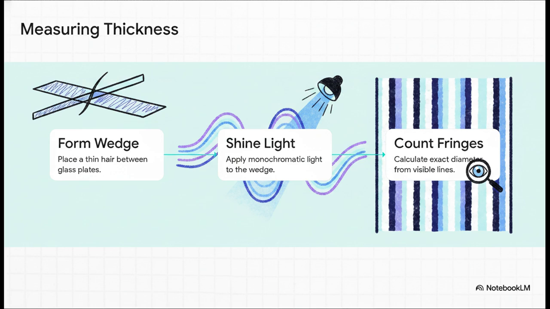Because the hair props open one end, it forms a microscopic wedge of air between the plates. When you shine monochromatic light straight down onto this, the light reflecting off the top plate interferes with the light reflecting off the bottom plate. By simply counting the resulting bright and dark stripes, the fringes, you can calculate the exact diameter of that hair. It's a real game changer.